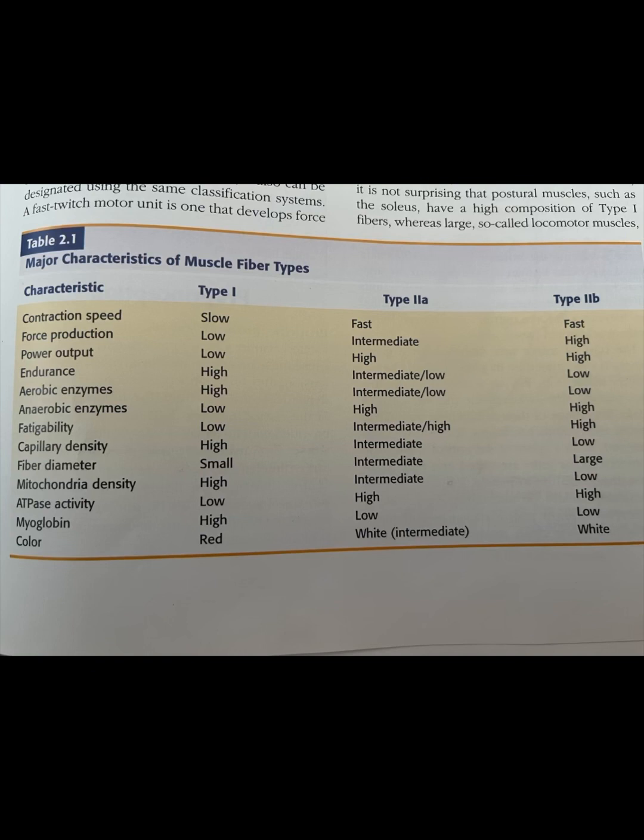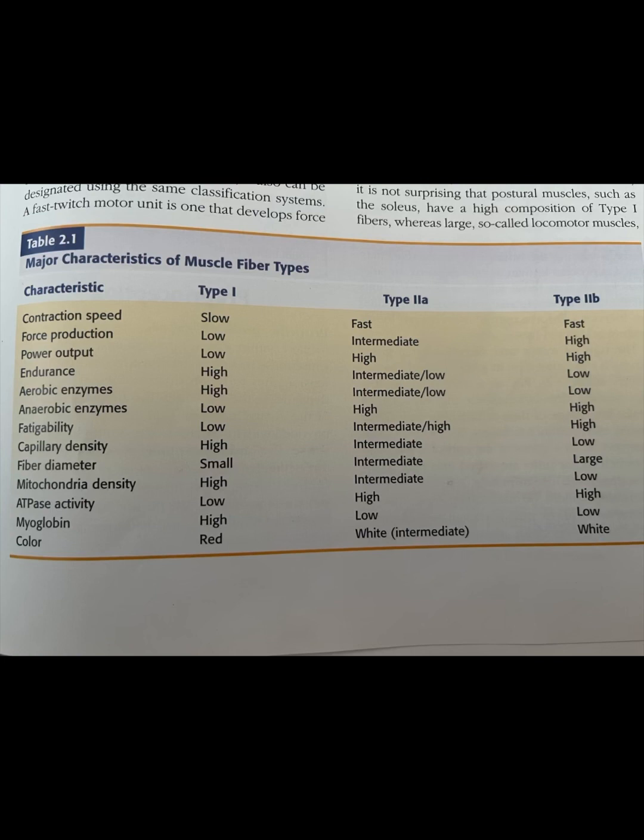A common classification scheme based on histochemical characteristics refers to slow twitch and fast twitch motor units as type 1 and type 2. The contrast in mechanical characteristics is accompanied by a distinct difference in the ability of the fibers to demand and supply energy for contraction, and thus to withstand fatigue.